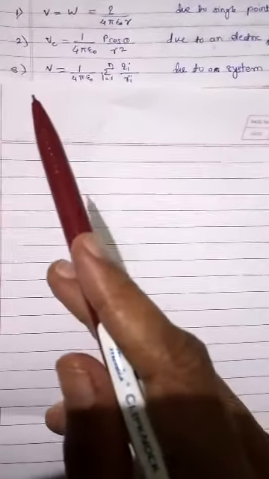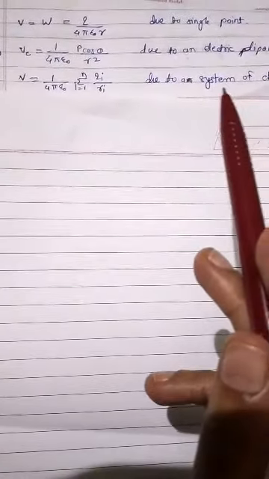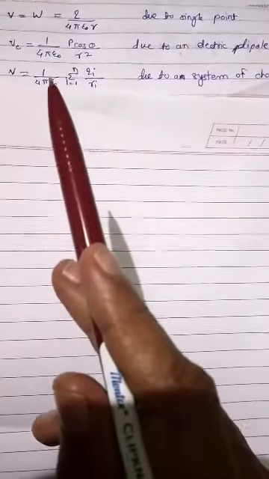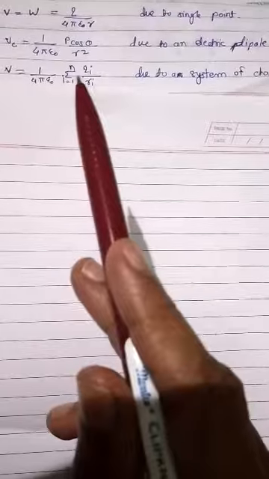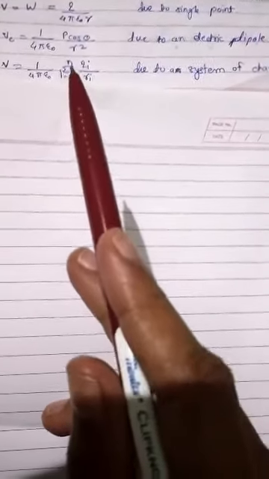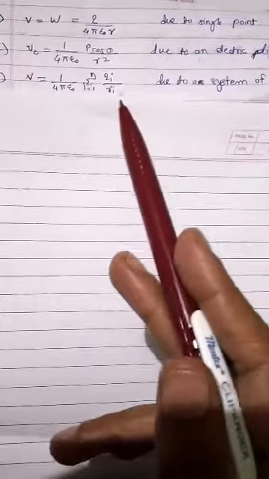And the third formula is for the electric potential due to a system of charges. So we get V is equal to 1 upon 4 pi epsilon naught summation of Qi upon Ri, i from 1 to n. We get three formulas for the electric potential.